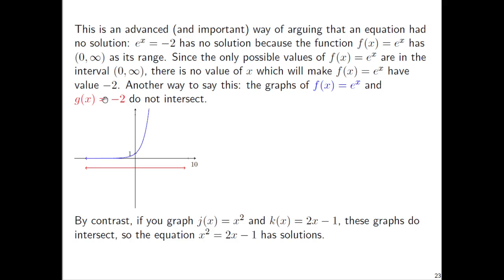But these two graphs over here, e to the x and negative 2, here they are graphed. These don't intersect. So there's no solution to the equation e to the x equals negative 2.